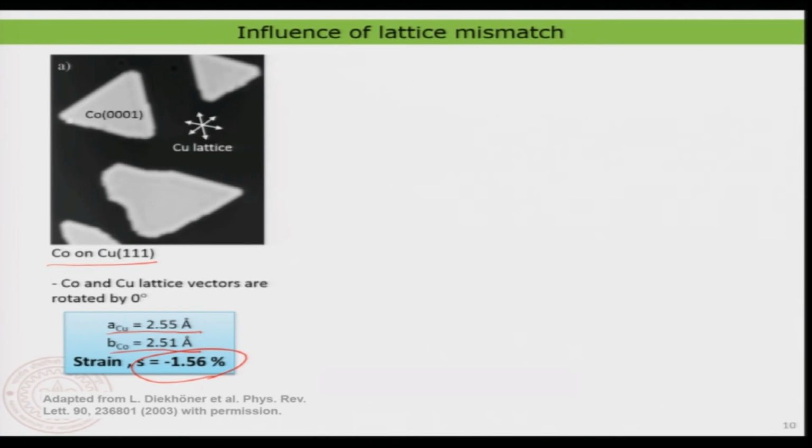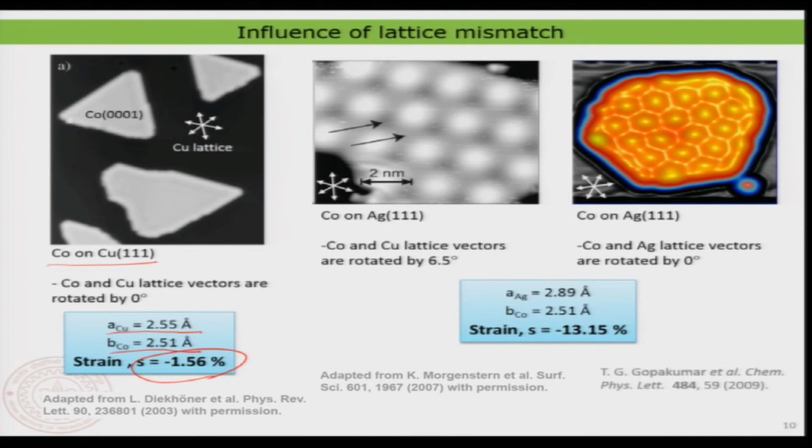Now in this case, if you deposit this cobalt on copper, you can nicely see the islands, and there is no Moire pattern observed in it. But now what I want to show you is a case of cobalt deposited on silver. These are two independent examples. You can of course understand these examples in greater detail by reading these papers, for example.